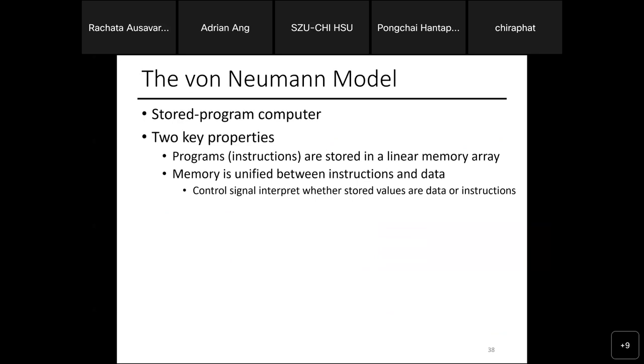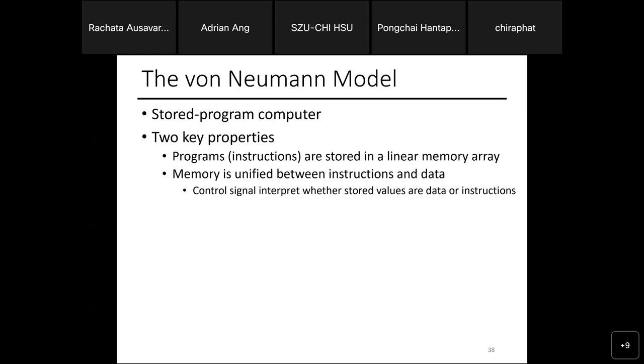Now, we are shifting from historical lecture to an actual thing that we need to know. Stored program computer means that your program is linear and is stored in the memory. Then your data is also unified with the program, which means that your data is also in the memory. Then the control signal, which is whatever the program counter points to plus the meaning of your instruction, tells you if the stored value is data or instruction. And that's it. That's the model.